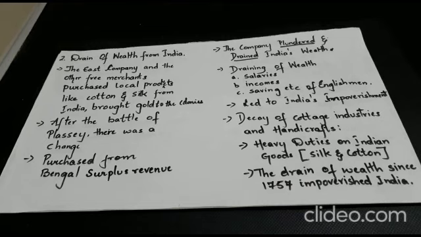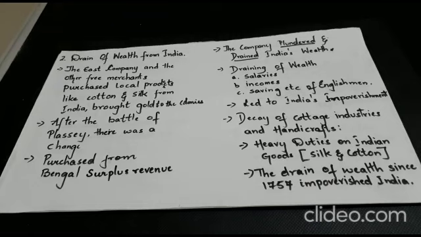The drain covered items like salaries, incomes, savings, and presents received by the officials of the company, private trade of the servants of the company, purchase of military goods, interest on debts, and so on. The drain of wealth, ever since 1757, totally put India into a condition of poverty. Gold, silver, and other raw materials were thus drained out of India.